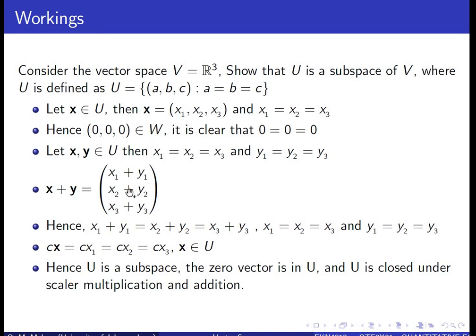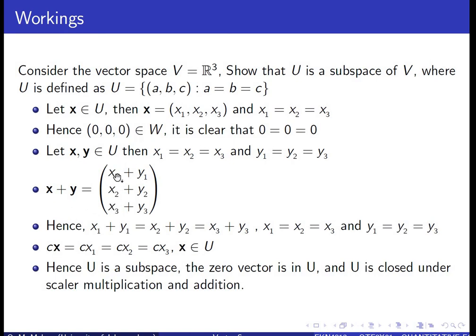So if I add x plus y, I get x1 plus y1, x2 plus y2, x3 plus y3, right? Clearly, x1 plus y1 is equal to x2 plus y2, which is equal to x3 plus y3, because x1 is equal to x2 and is equal to x3, and y1 is equal to y2 and is equal to y3. If this is not clear, you can just take actual numbers.